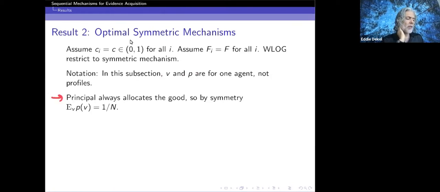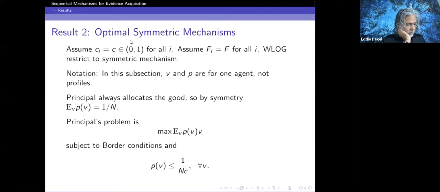It's kind of obvious that the principal is not going to keep the good because everybody has value. Okay, I should have said F has support on the positives. So there's no probability of having a negative outcome. So the principal never wants to withhold the good. Since we're looking at the symmetric problem, the expectation of a random individual of getting the good is just 1 over n. Okay, we're looking at the optimal symmetric mechanism.